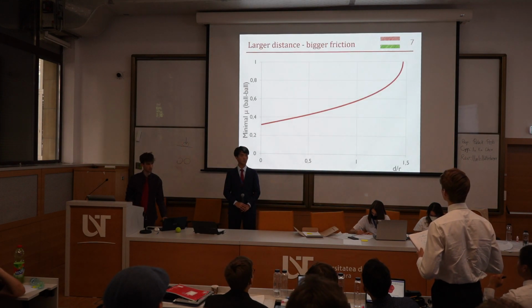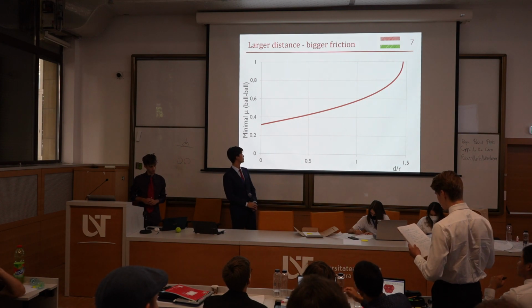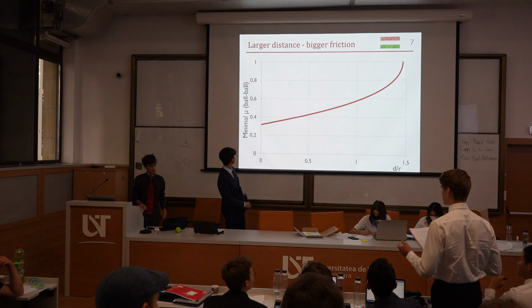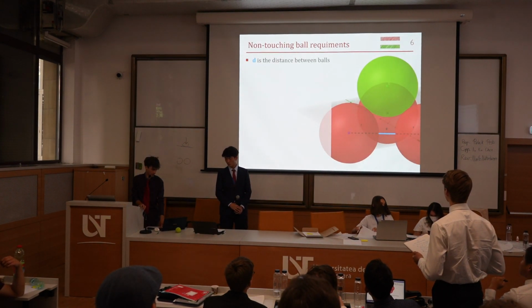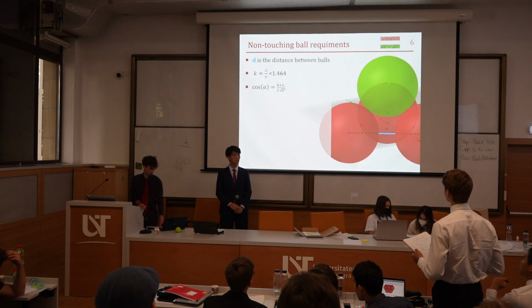Yeah, you mentioned the ball-to-ball distance. You mentioned that as the distance changes, you have to change the frictional coefficient. What do you mean by the distance? This is the previously mentioned K value, that is the distance between the balls divided by the radius. This is for a two-level tower.